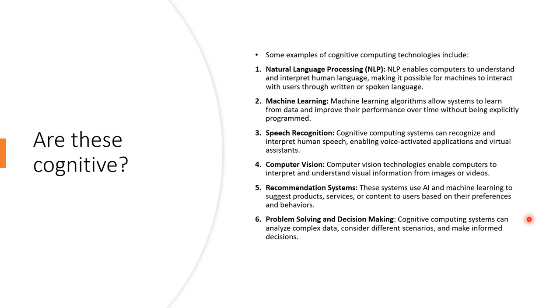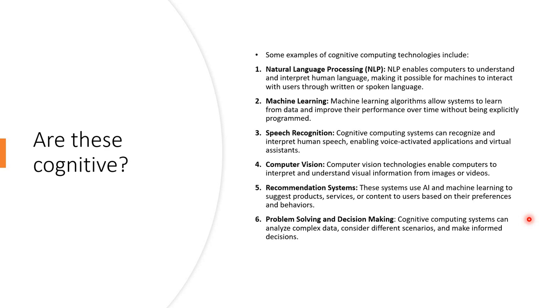The next one that we have been already using for ages now is speech recognition. Cognitive computing systems can easily recognize and interpret human speech, enabling voice-activated applications and virtual assistants. Your Google Assistant is the best example. We have been using it day in and day out, and that's the best example for speech recognition. They come and fall under cognitive computing as well.